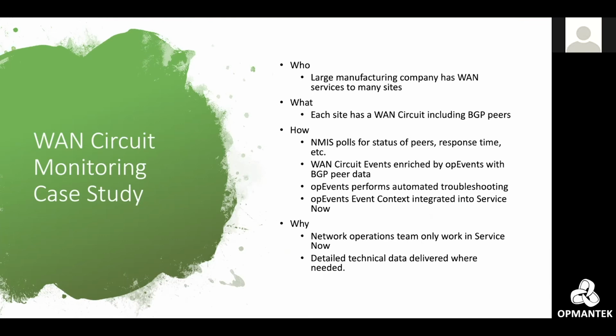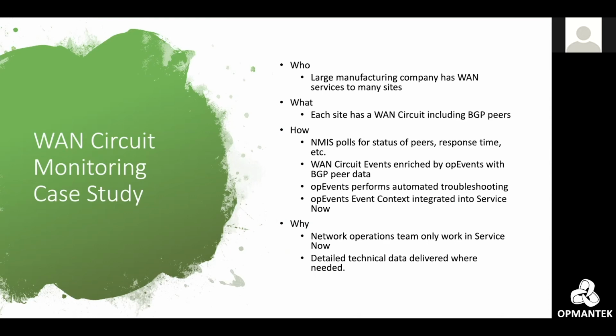So how do we do this? We take NMIS, which polls for status of peers, response time, etc. We also deal with syslog events running on the server, and the WAN circuit events. So a WAN circuit event, that's a BGP related event, and it's just a really specific subset of all the events that they're interested in. They don't deal with all of the events. They're being processed, but they're very focused around what they call WAN circuit events. So BGP peer down, for example.